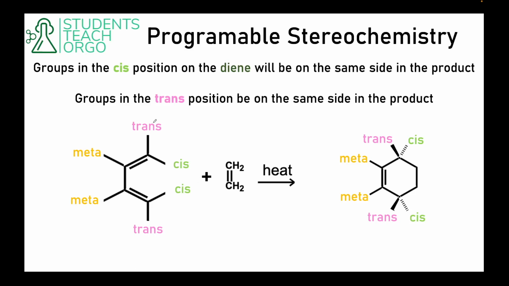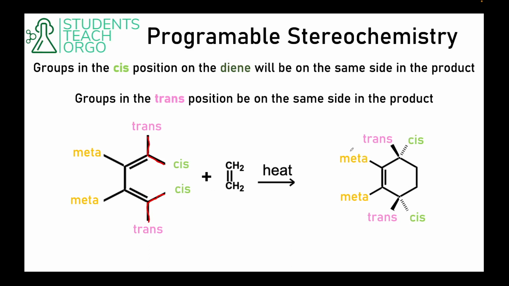So if you follow this little template here, you can see that if you have a substituent that is pointed away from the molecule, we call that the trans position. And another substituent down here that's also pointed away from the molecule in the trans position, they're going to be on the same side in the product. And pointing inwards here and pointing inwards here in these 2 cis positions, they are also going to be on the same side in the product.